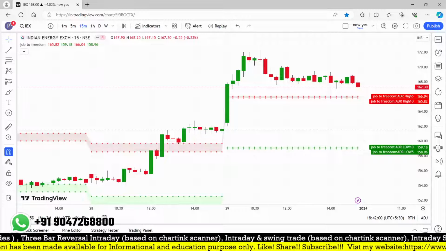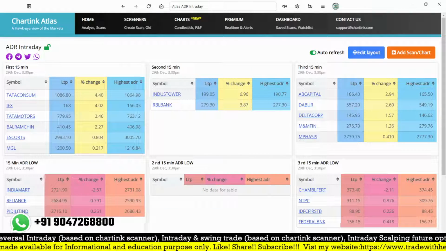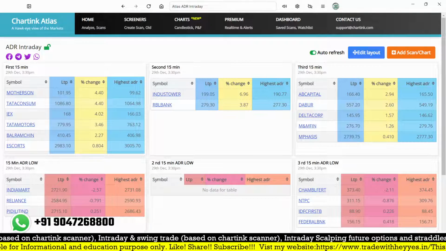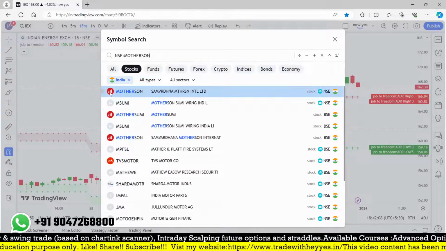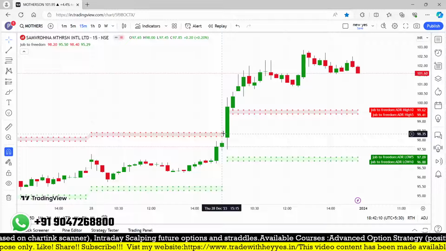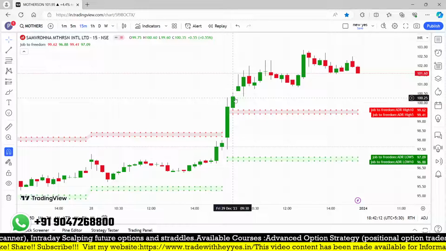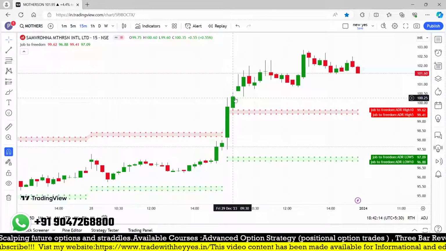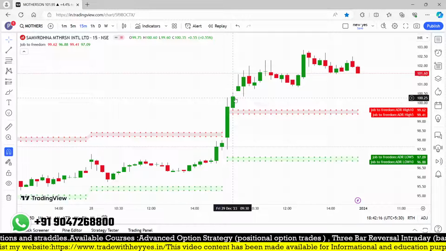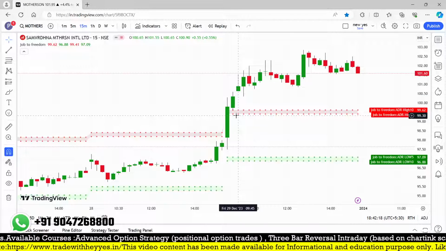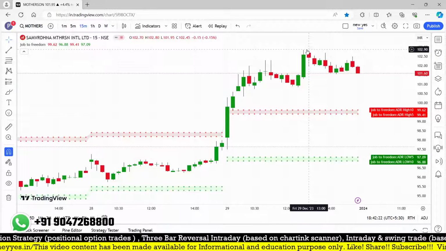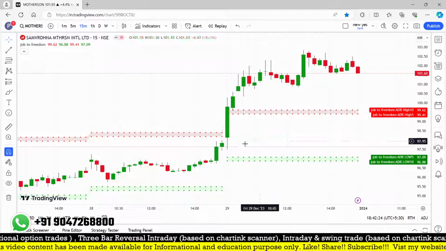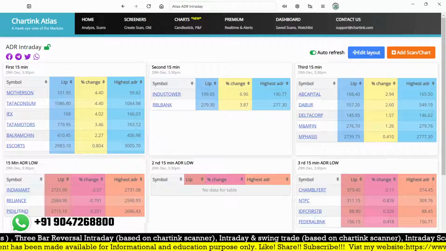Another stock which I have seen is Motherson Sumi. You can look at this Motherson Sumi. What happened is the first candle is big and that high is broken, so only then I will try for the 100 call option, 100.25, so maybe the 100 call option at ATM, and my stop loss would be below 91 rupees. It went up 3 rupees. That's a good enough movement in intraday. So one or two stocks is good enough.